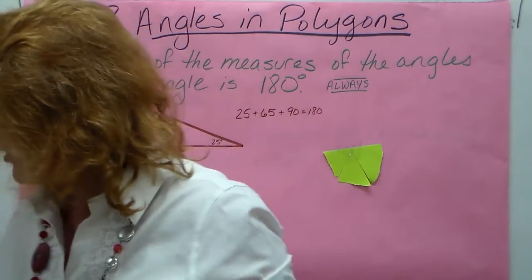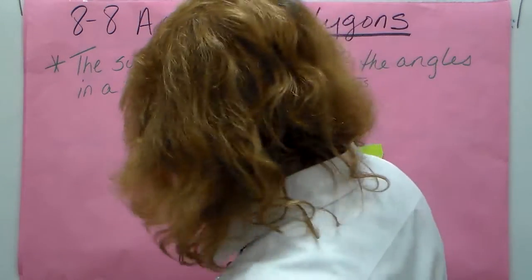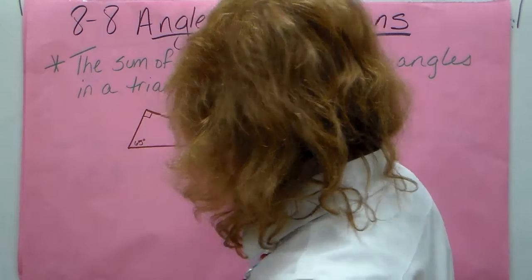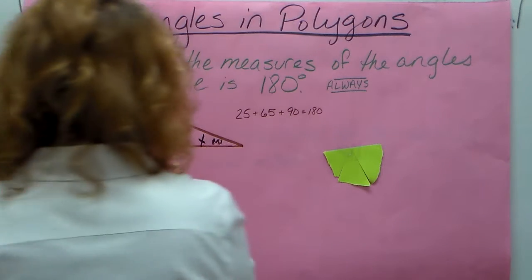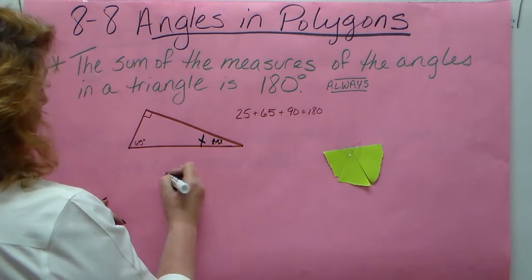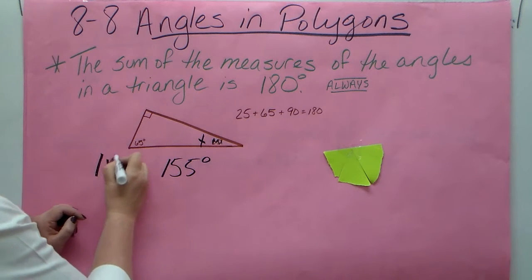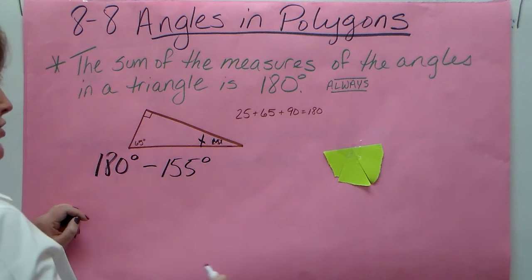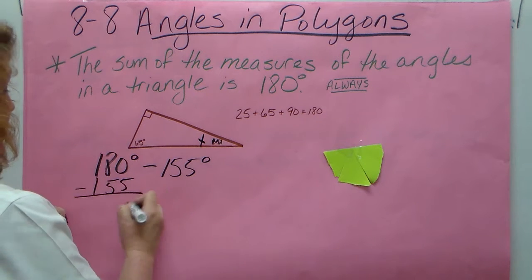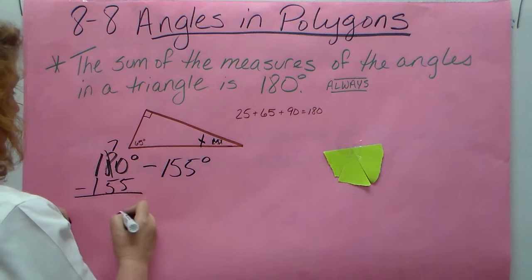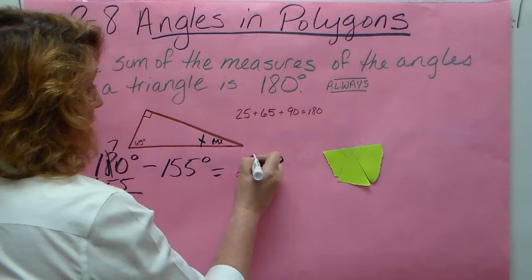Always, always. So when you're given a problem that looks like this, and they usually call one of them X, they won't tell you what one of them is. You have to solve for it. So you're going to look at this and say, okay, 65 plus 90, that's 155 degrees. And the total is 180 degrees, and you're going to subtract. And 180 minus 155 is going to give you your 25-degree answer.